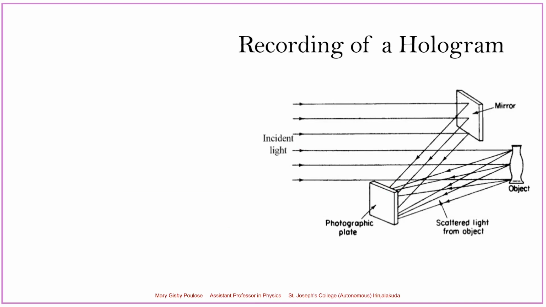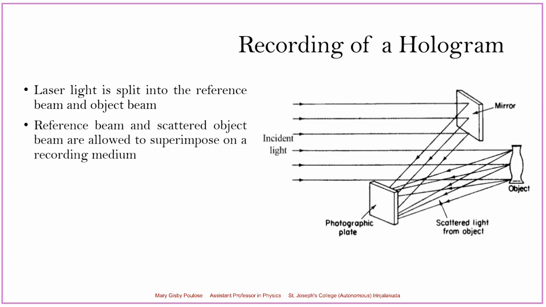Now, let us use this figure to describe the process of recording of a hologram. The laser light is split into the reference beam and object beam. The reference beam is coming from the mirror and the object beam is coming from the object. The reference beam and scattered object beam are allowed to superimpose on a recording medium. Here it is the photographic plate or hologram.